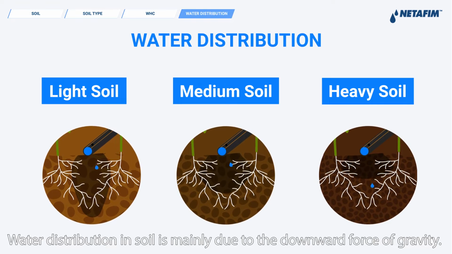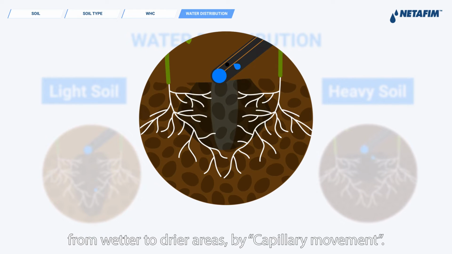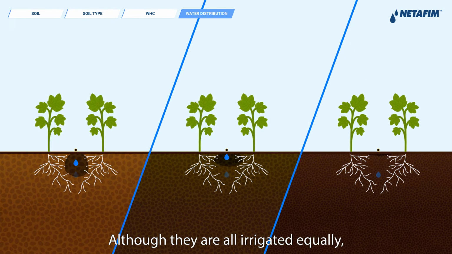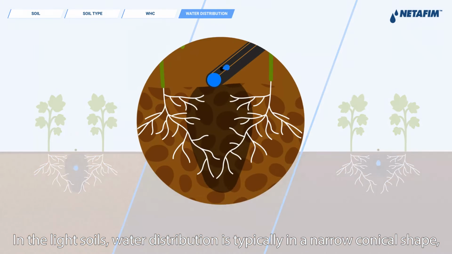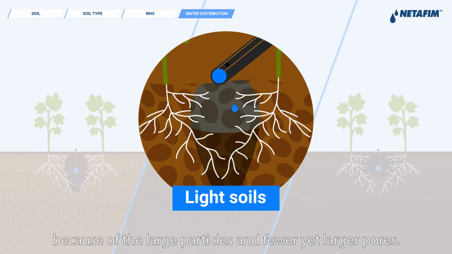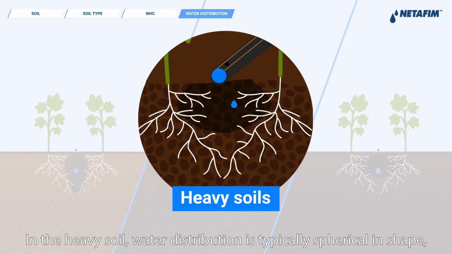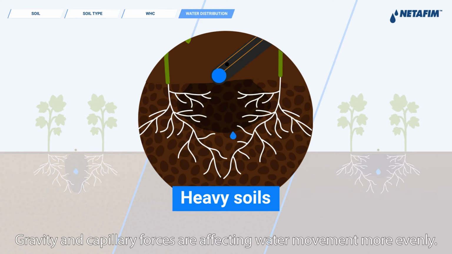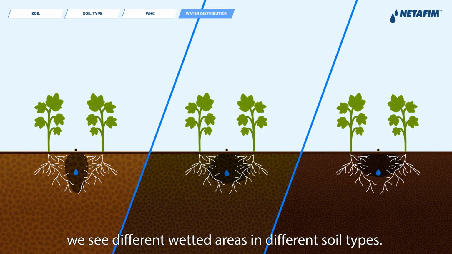Water distribution in soil is mainly due to the downward force of gravity. Water also moves in all directions through very small spaces from wetter to drier areas by capillary movement. Look at these 3 soil profiles. Although they are all irrigated equally, the pattern of water distribution is different in each one. In the light soils, water distribution is typically in a narrow conical shape because of the large particles and fewer yet larger pores. Water distribution favors gravity forces over capillarity. In the heavy soil, water distribution is typically spherical in shape because of small particles and many fine pores. Gravity and capillary forces are affecting water movement more evenly. This means for the same amount of water, we see different wetted areas in different soil types.